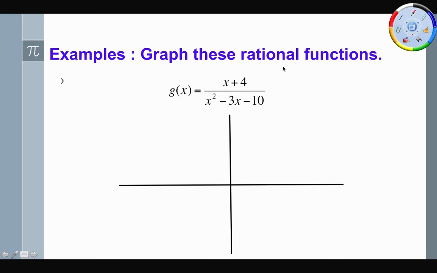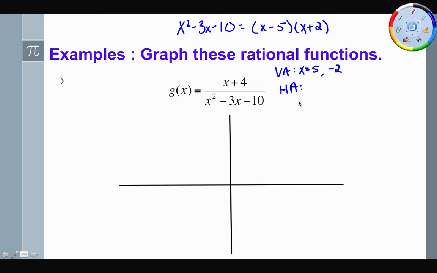I know I have a vertical asymptote. Actually, I know I have it, but I don't know where. X squared minus 3x minus 10 is equal to (x minus 5)(x plus 2). So that means I have vertical asymptotes at x equals positive 5 and x equals negative 2. Looking at the horizontal asymptote, the numerator is less than the denominator, and therefore it is automatically y equals 0.